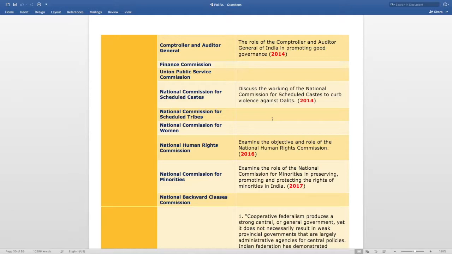The next subtopic is National Commission for Scheduled Castes. The question is: discuss the working of the National Commission for Scheduled Castes to curb violence against Dalits. This question is asked in 2014. The next two subtopics are National Commission for Scheduled Tribes and National Commission for Women. There is no question in the last 5 years from these two sections.